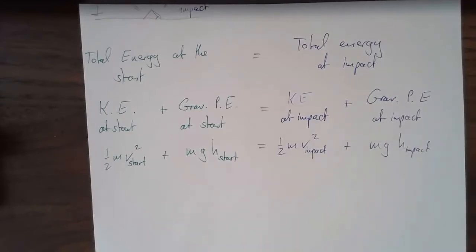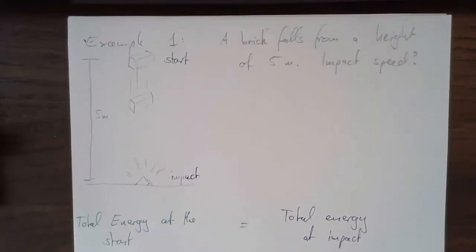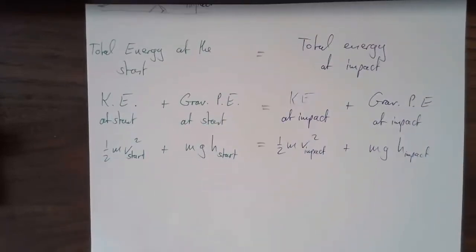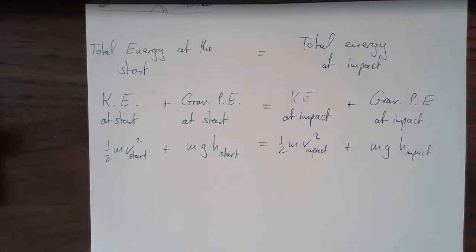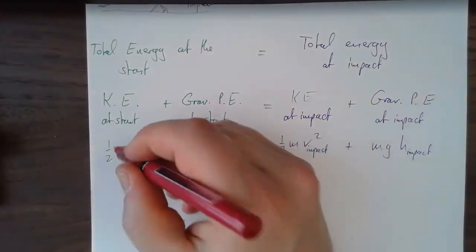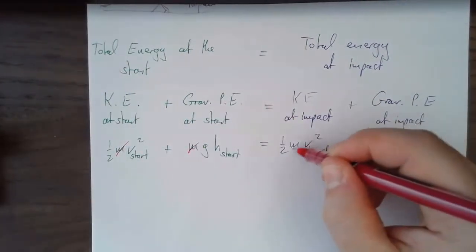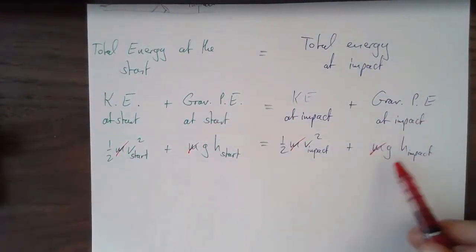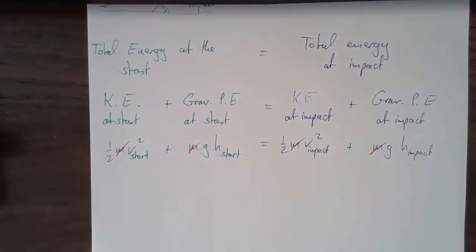So what do I know about each one? Well, I know the mass. Actually, I don't know the mass, but that's okay. Why is it okay? Because it cancels out. The mass appears in every single term here, so I can cancel it out. And that's just a special feature of gravitational potential energy that includes the mass.